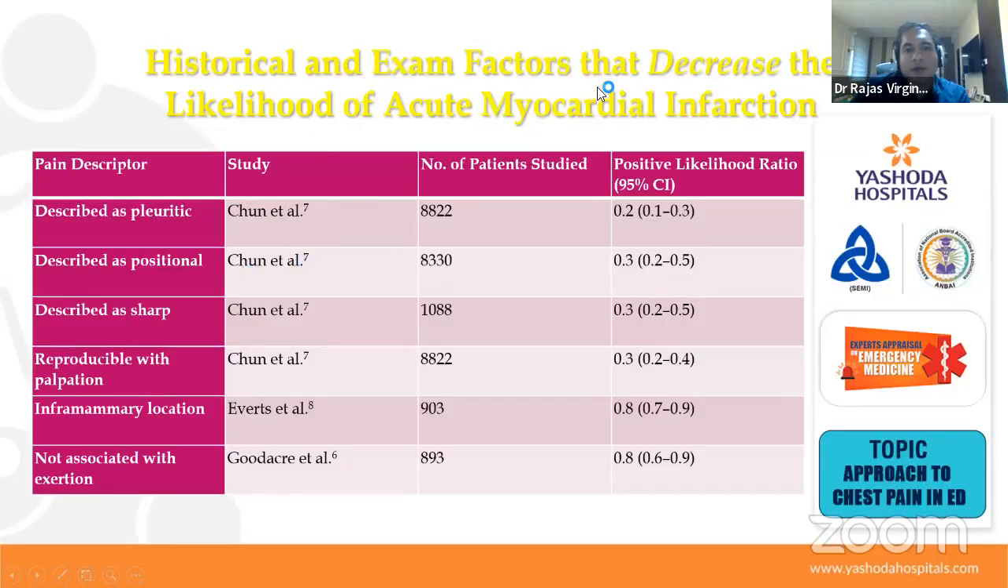And some are factors which decrease the likelihood of an acute MI. Things like a sharp pain, worse with respiration, which is described as pleuritic pain. Sometimes a positional pain on movement, which is more likely to be musculoskeletal pain, reproducible with palpation, generally in an inframammary location, and not associated with exertion. These are important because they can be adjuncts towards coming to another diagnosis besides just a cardiac diagnosis.